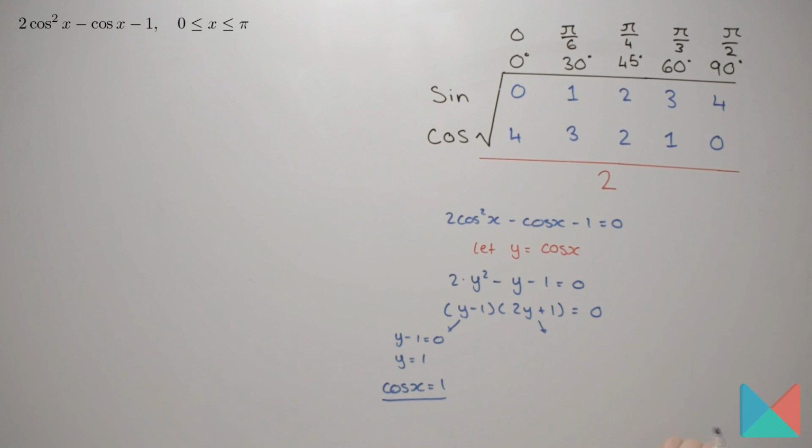And now we can have our second equation, 2y plus 1 equals 0. And by solving for y, we get y equals subtracting the 1 to the other side and dividing by 2. We get negative 1, and dividing by 2, we get negative 1 over 2. And substituting our value for y, we get another equation, cos of x equals negative a half. And so now we have two expressions where we can use the unit circle to solve for our solutions of x.